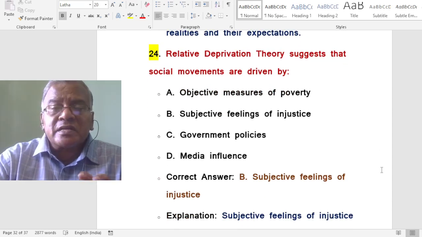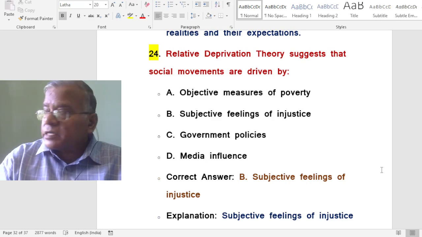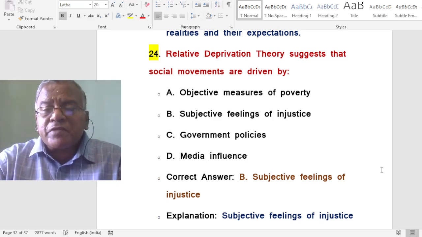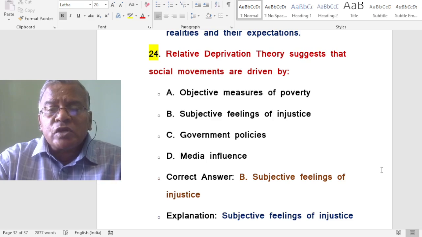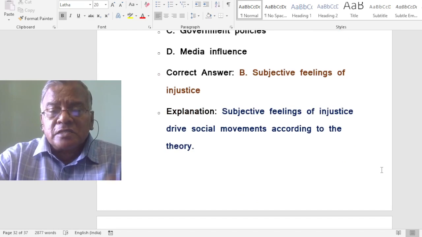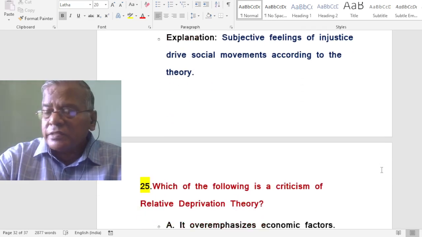Relative deprivation theory suggests that social movements are driven by objective measures of poverty, subjective feelings of injustice, government policies, media influence. So relative deprivation theory suggests that social movements are driven by subjective feelings of injustice. Subjective feelings of injustice drive social movements according to the theory.